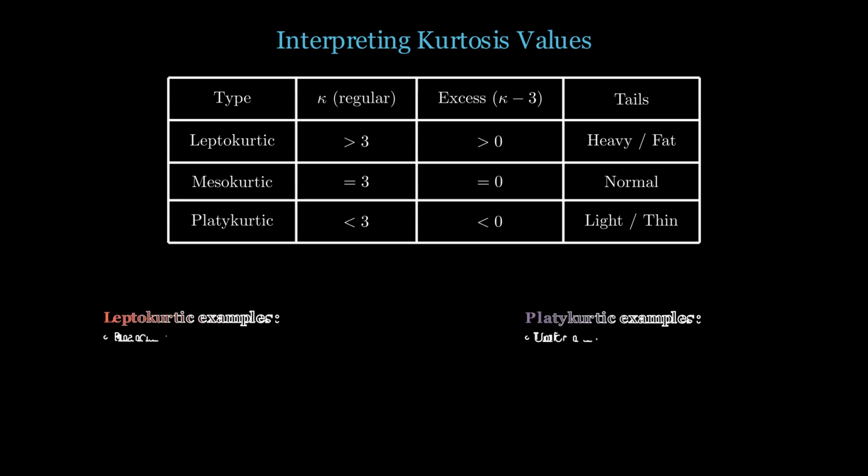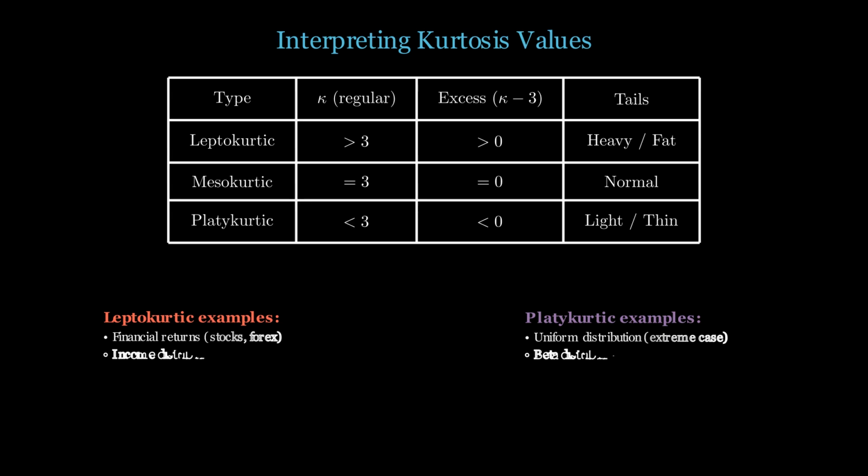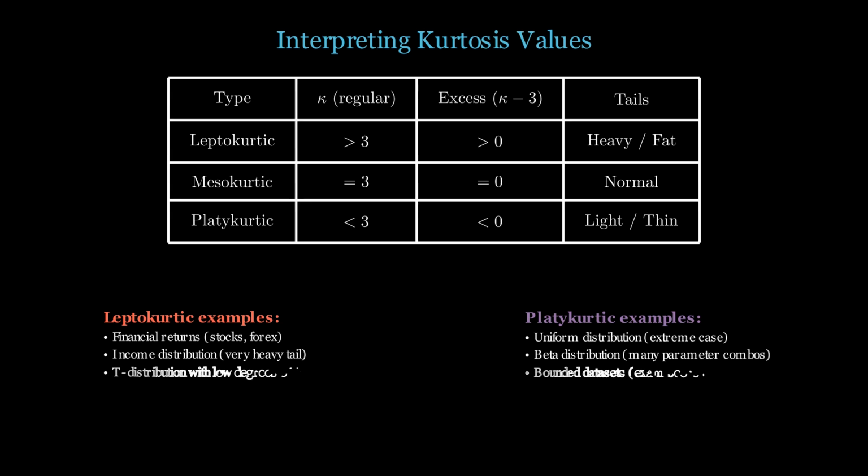In practice, financial return data is almost always leptokurtic. Stocks and currencies experience extreme moves far more often than a normal model predicts. Bounded datasets like exam scores tend to be platykurtic. There's a ceiling of 100 that prevents extreme high values.